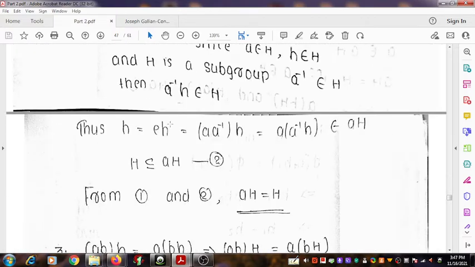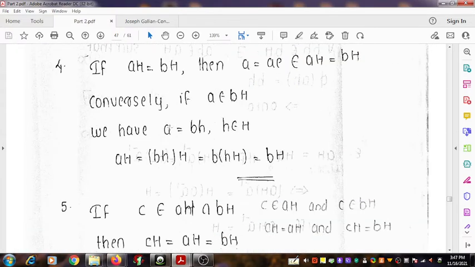To prove that, we assume that A is an element of BH. When A is an element of BH, then you can write A equal to BX, where X is some element in H. Then you take AH. Then AH equal to, replacing A by BX, AH equal to BX into H.